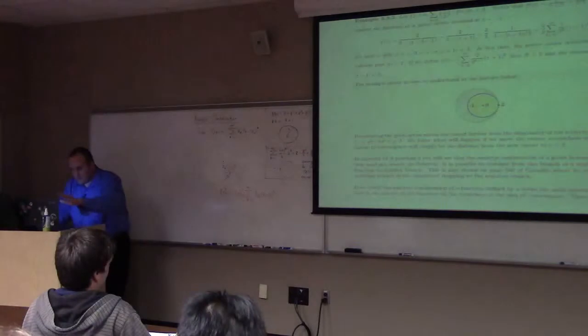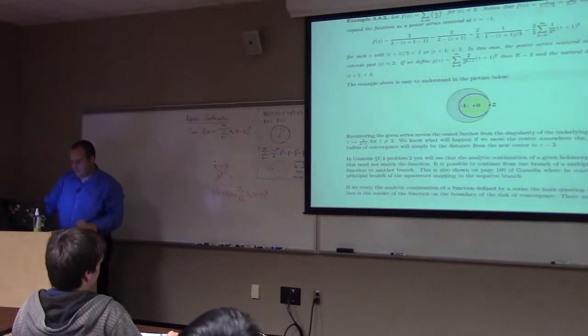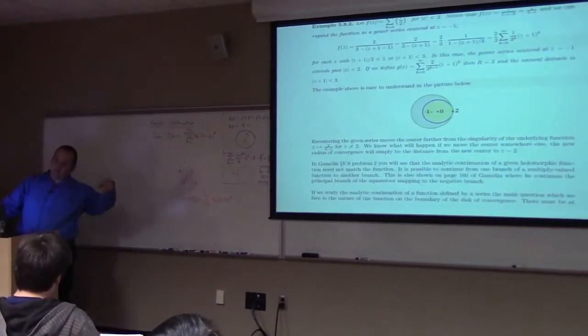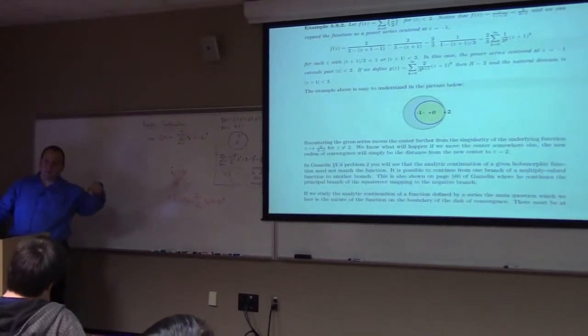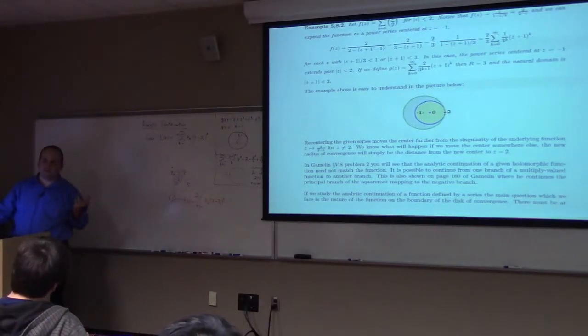Thanks, Josiah. So here's a better picture of the example we just did, right? Gamelin continues the square root function around, and he shows he gets from one branch of the square root to the other branch of the square root by continuing, all right? Honestly speaking, though, guys, the only way that the calculations are really nice is if you can make contact with a formula. If you actually have to do that recentering of the series, man, it's really hard.